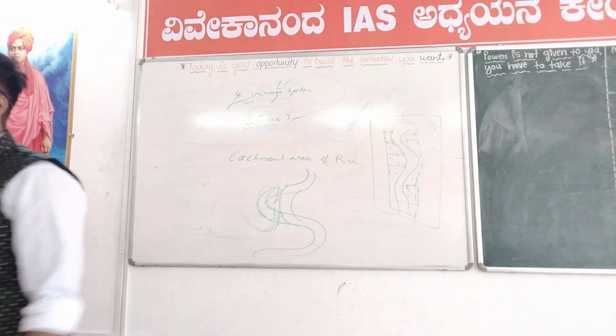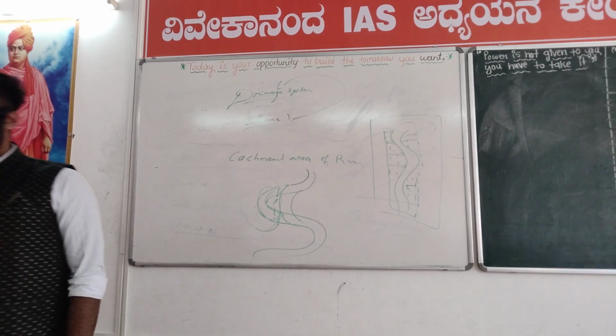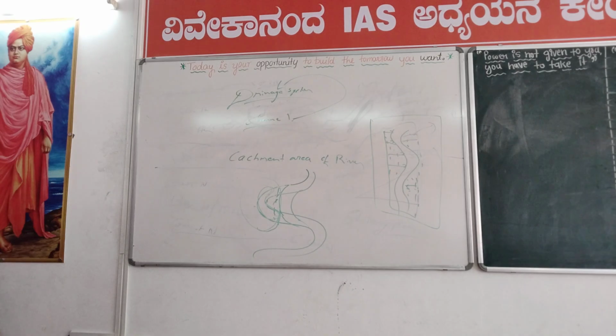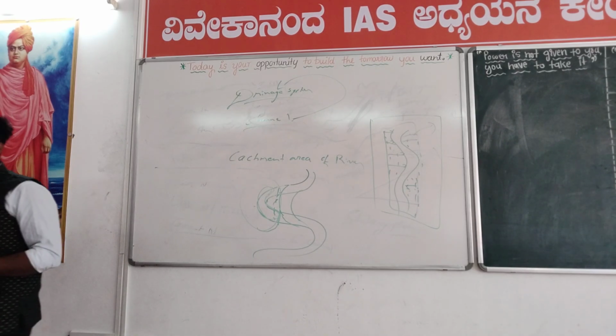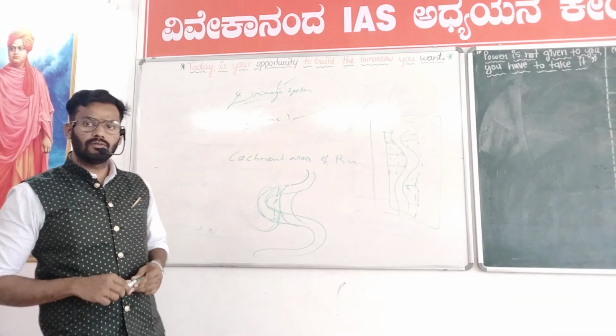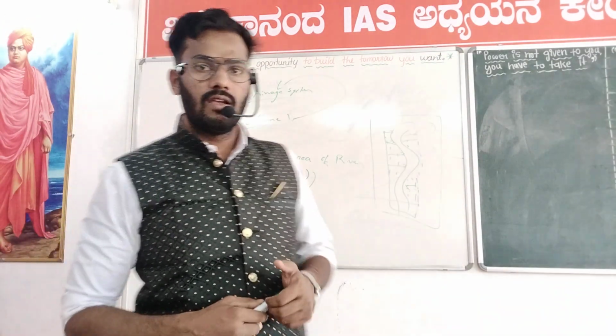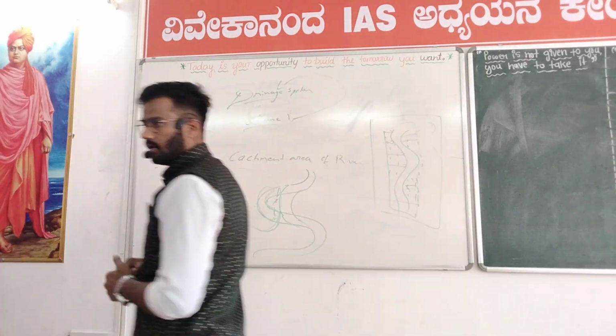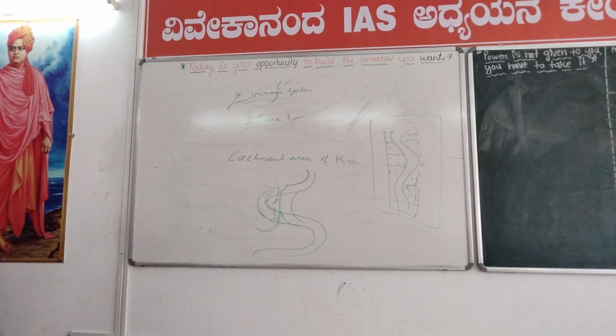So this Oxbow Lake means, what is the definition of Oxbow Lake? Define Oxbow Lake. Due to meandering of river, water body gets separated from the original or parent river, and it acts as a new water body called lake. That lake is Oxbow Lake.